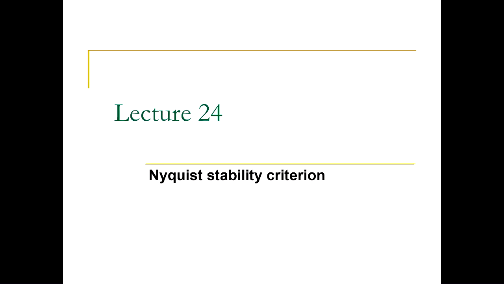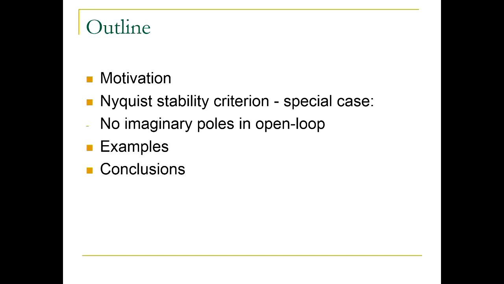All right. So let's see. First, motivate things. I did already yesterday quite a bit, and then we will consider Nyquist stability criterion special case. The special case is there are no imaginary poles in the open loop transfer function. So basically, we do not have any poles of the open loop transfer function right on the imaginary axis. In other words, the D contour would not contain any poles of the open loop transfer function.